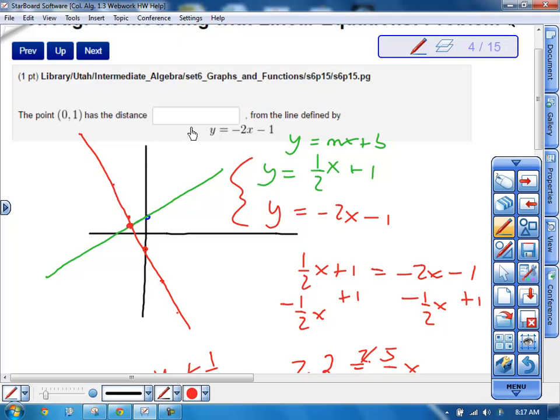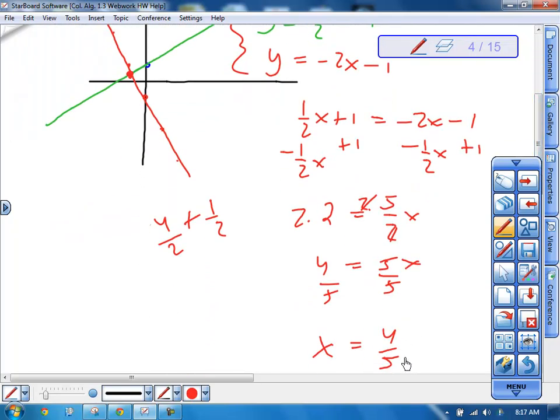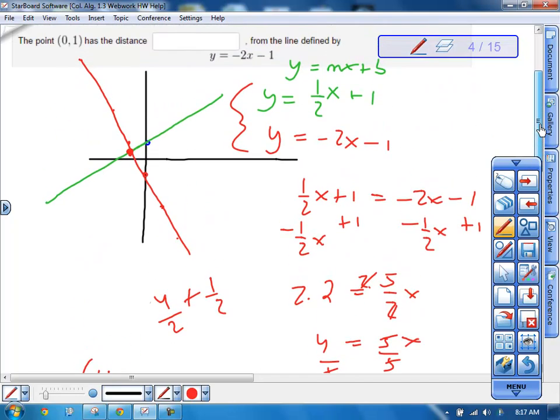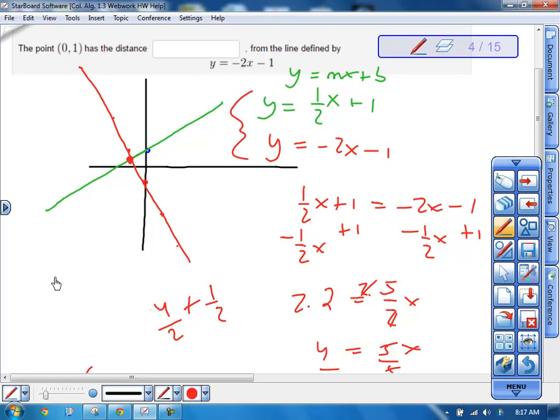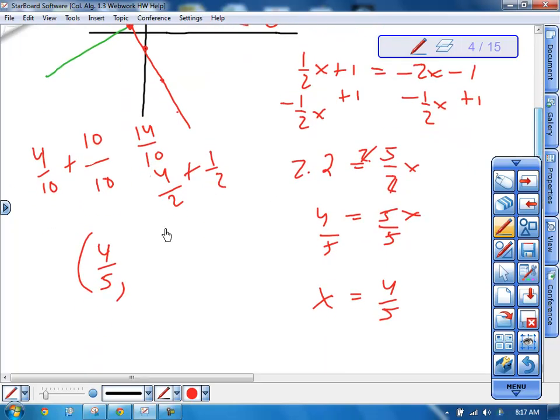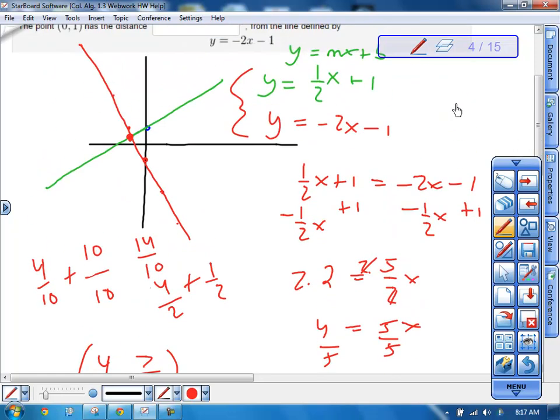And I'm not sure what they want for this problem. The distance, so we need to find the distance from this point, which we have the coordinates for now, 4/5, comma. We need to find the corresponding y coordinate. So I'm going to plug this back into either one of these equations to find the corresponding y coordinate. I'll do the first one. 4/5 times 1/2 is 4 over 10 plus 1. So we have 4 over 10 plus 1, which is multiply top and bottom by 10. That's 14 over 10, which simplifies to 7 over 5. So there's the coordinates of this point right here.